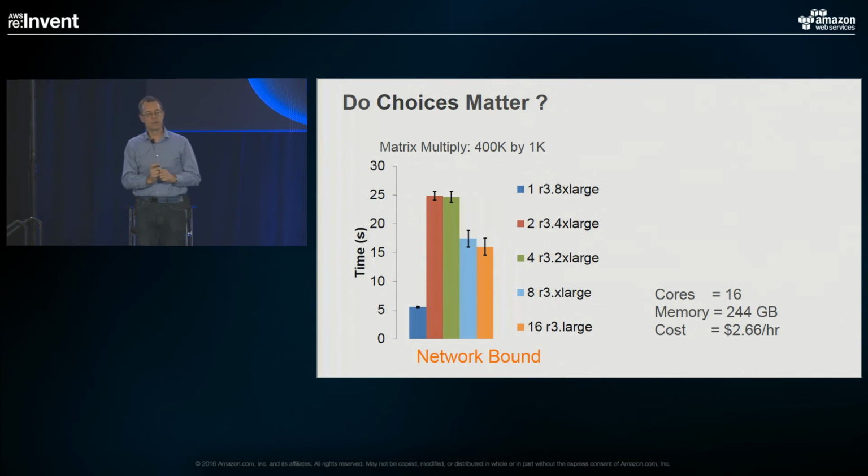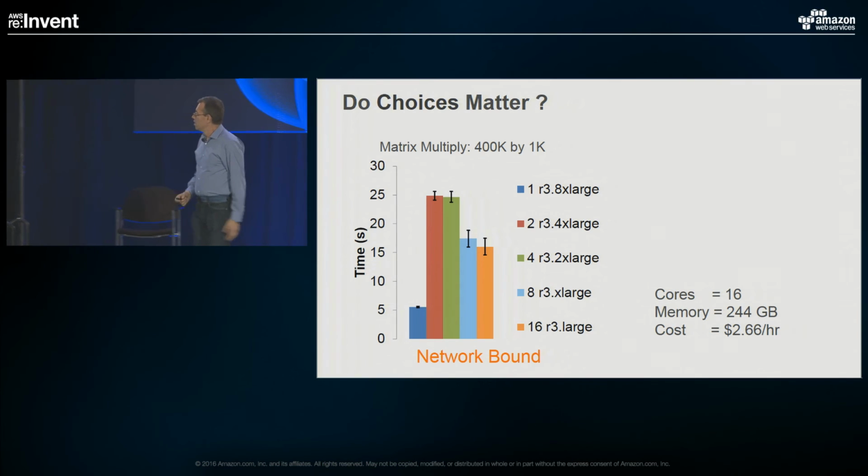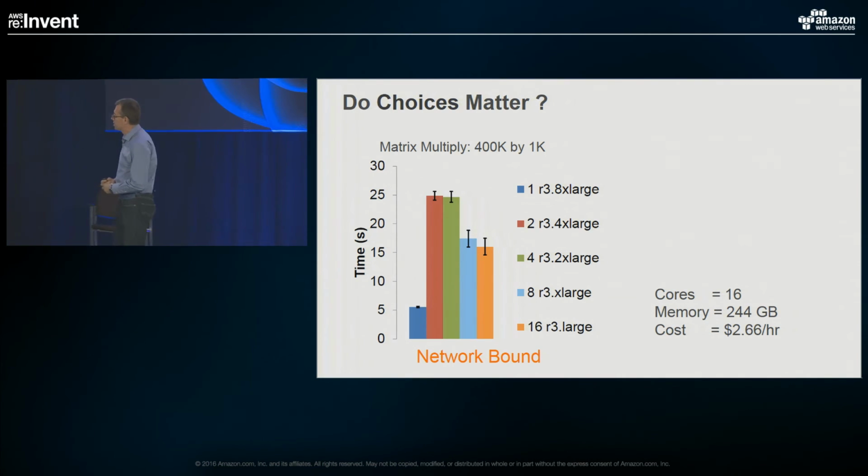But the first question, before even going into which type of instances you are going to use, and how many, is: does it matter? If it doesn't matter, why do you care? You pick whatever. Well, it turns out that it matters, like you'd expect. And here is just a micro benchmark. It's a matrix multiplication, and you have 5 configurations. All the configurations have the same kind of memory and the same resources, the same cost. But they differ by how many instances you have.